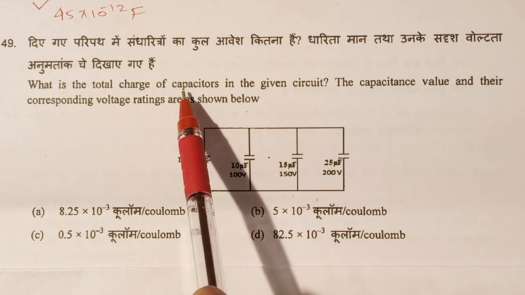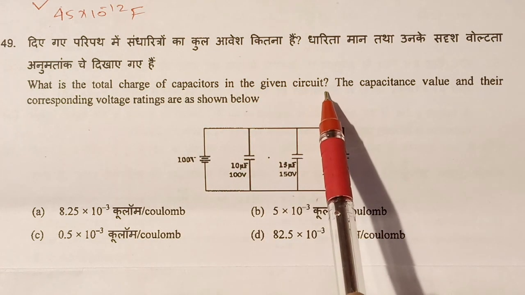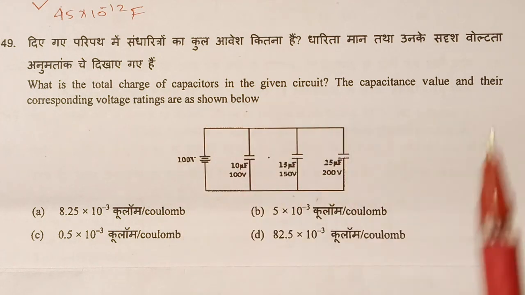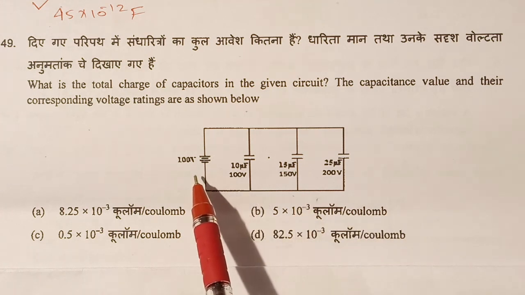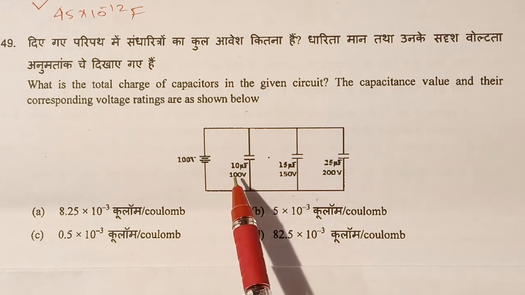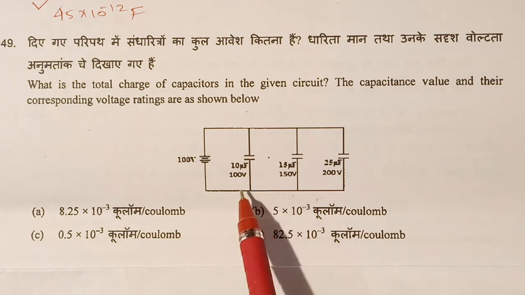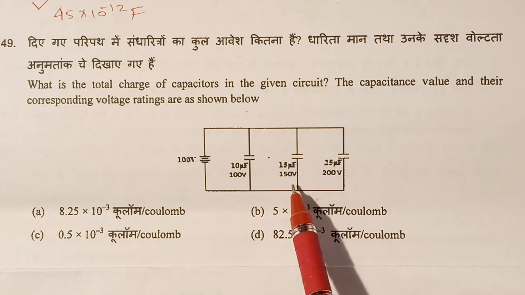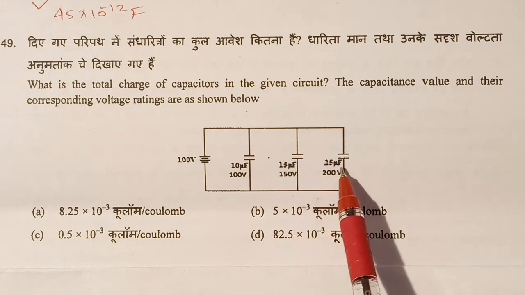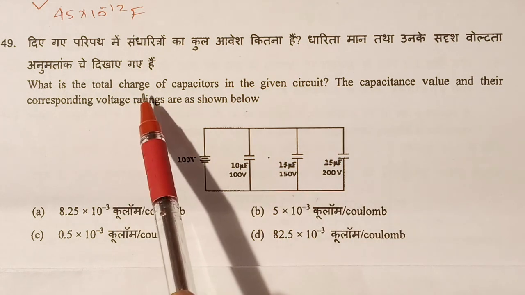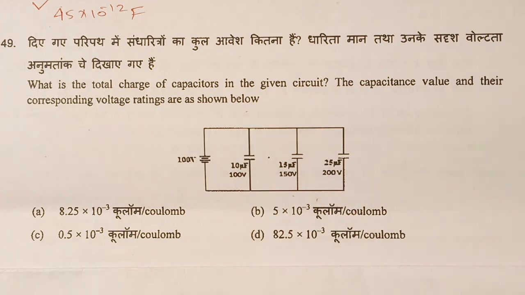Question number 49. What is the total charge of capacitors in the given circuit? The capacitance value and their corresponding voltage ratings are as shown below. 100 volt is the supply voltage, and the capacitors given here are 10 microfarad 100 volt, 15 microfarad 150 volt, and 25 microfarad 200 volt. We have to find the total charge of capacitors in the given circuit. So we will solve it.